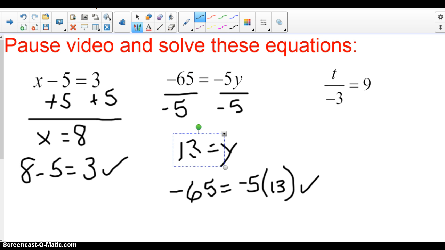And the last one on this page, we've got t divided by negative 3 is equal to 9. This is a division problem, so we're going to do the opposite operation. We're going to multiply by negative 3 on both sides.